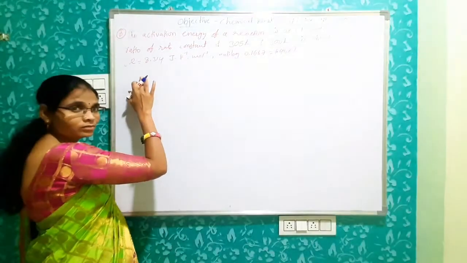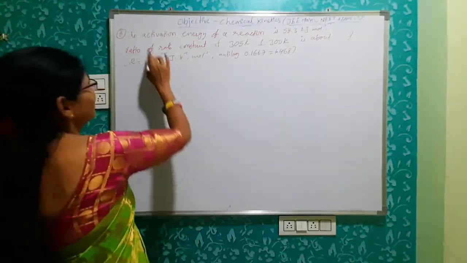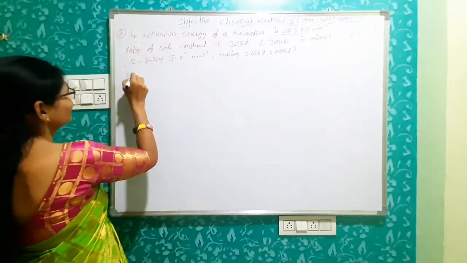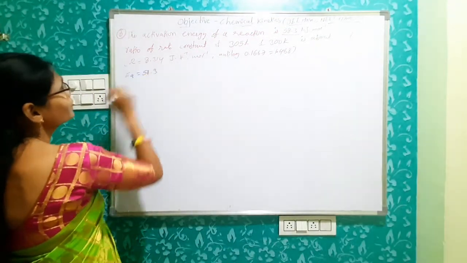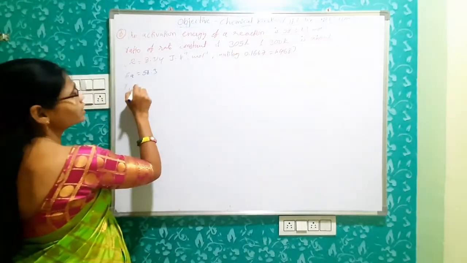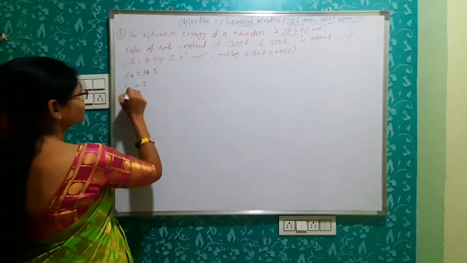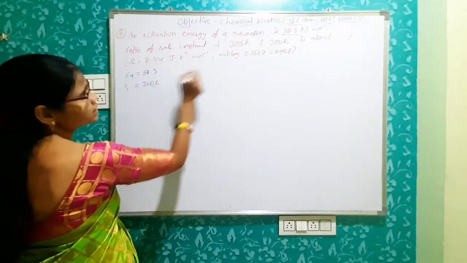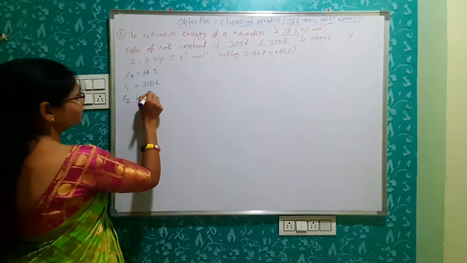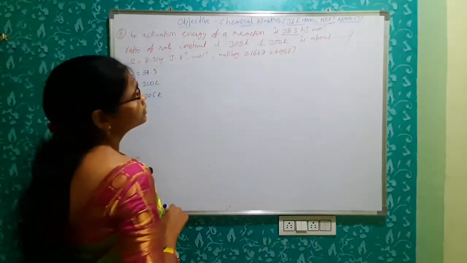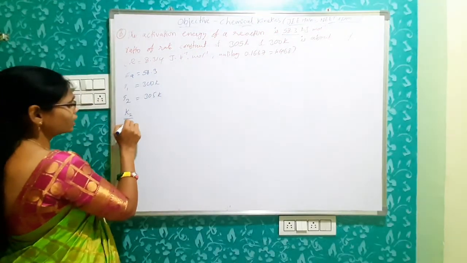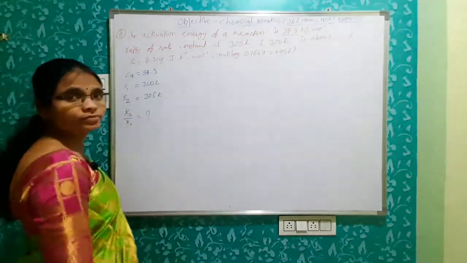The problem is similar to the 7th problem. Here activation energy EA is given as 58.3. The temperature T1 is given as 300 kelvins, the lower temperature taken as T1, and T2 is given as 305 kelvins. So what is the ratio of rate constants? Simply, K2 by K1 we have to calculate here.